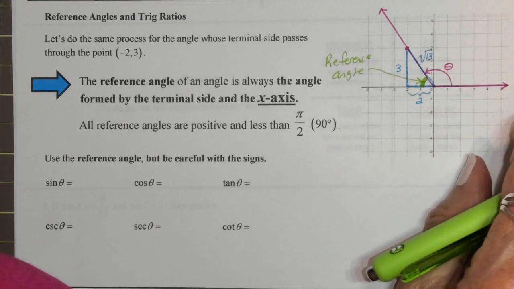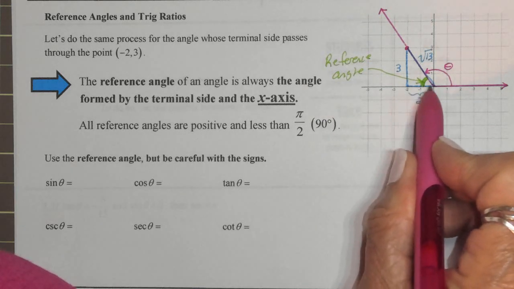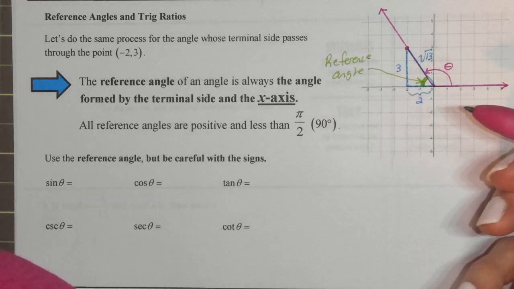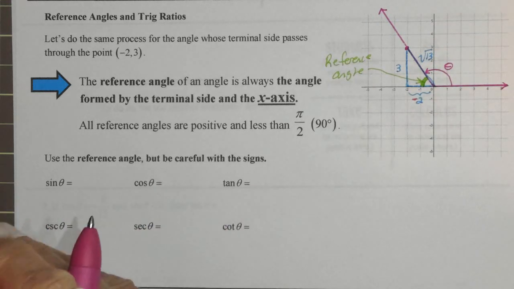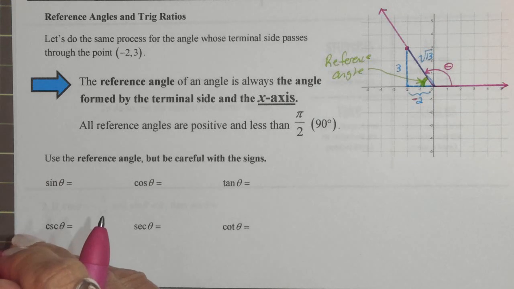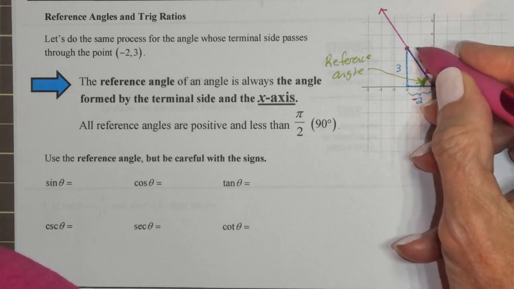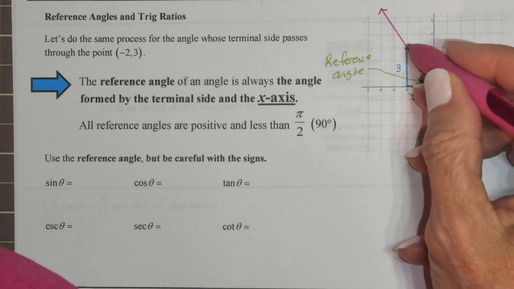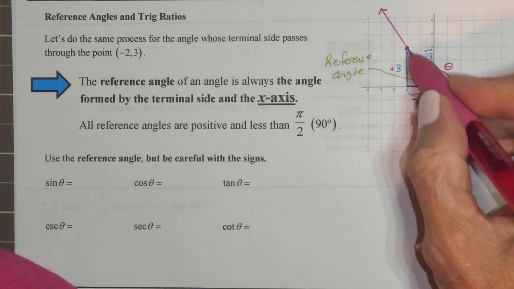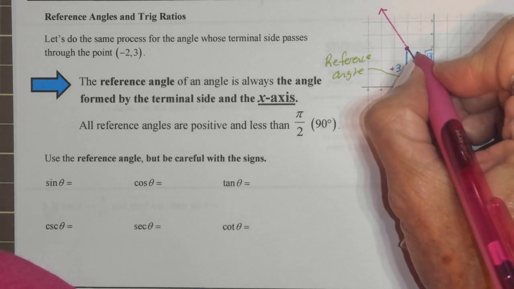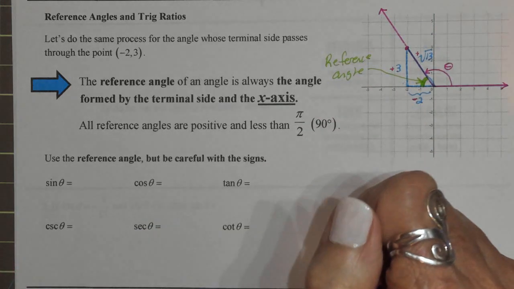negatives. Okay? This 2 is the length of that leg, right? But since it's going to the left of the origin, I'm going to give it a negative. It's a -2. It's going to help determine the ratios. Now the 3 is going above the x-axis, right? It's going above, so the 3 keeps its positive. And this hypotenuse is always positive. Always. No matter where you're at, the hypotenuse is always positive.